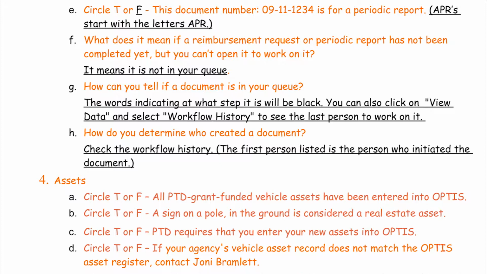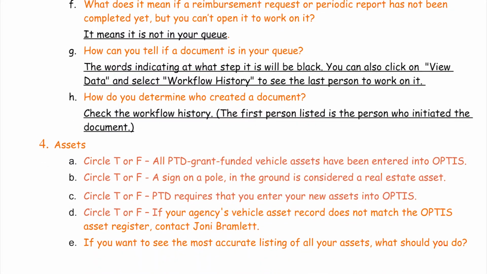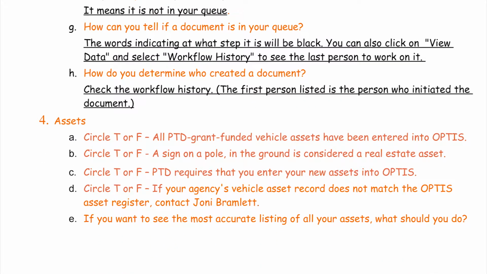Okay, then we'll move on to assets. True or false? All PTD grant-funded vehicle assets have been entered into OPTIS. True. Correct. But not equipment or real estate. 4B, true or false? A sign on a pole in the ground is considered a real estate asset. True. Right. C, PTD requires that you enter your new assets into OPTIS. False. Right, we're going to do that for you.